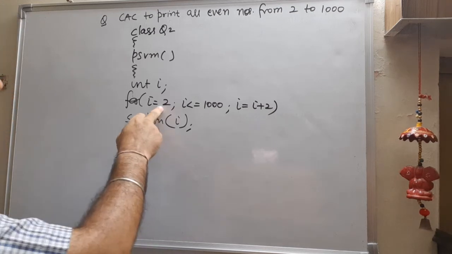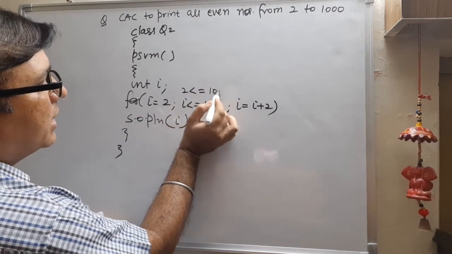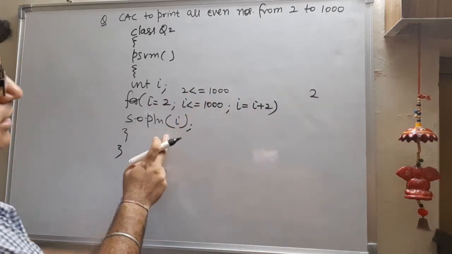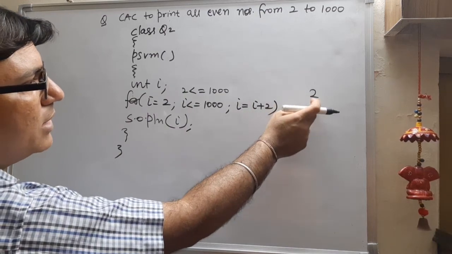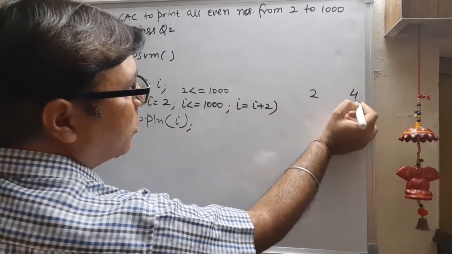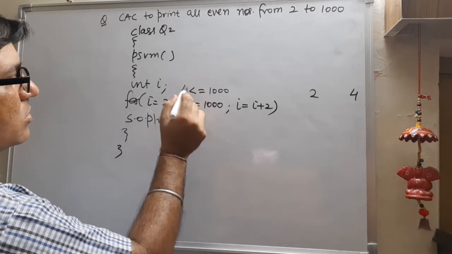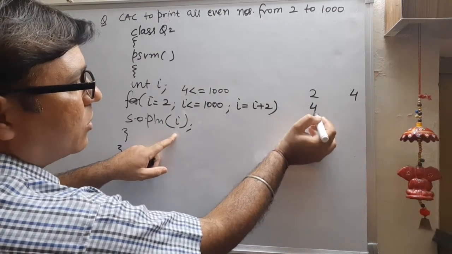So what happened? First of all, the value of I is 2. 2 is less than equal to 1000. This is true. If this is true, then 2 will be printed on the screen. Next time it will go again. I is equal to I plus 2 means 2 will be added into this. This will become 4. And 4 is less than equal to 1000. This is true. Then again this I is printed, that is 4 is displayed on the screen.